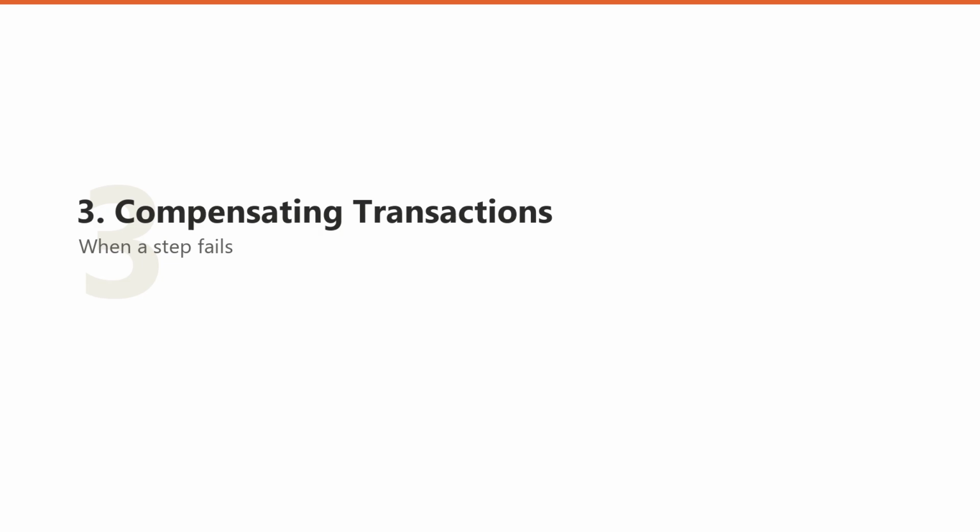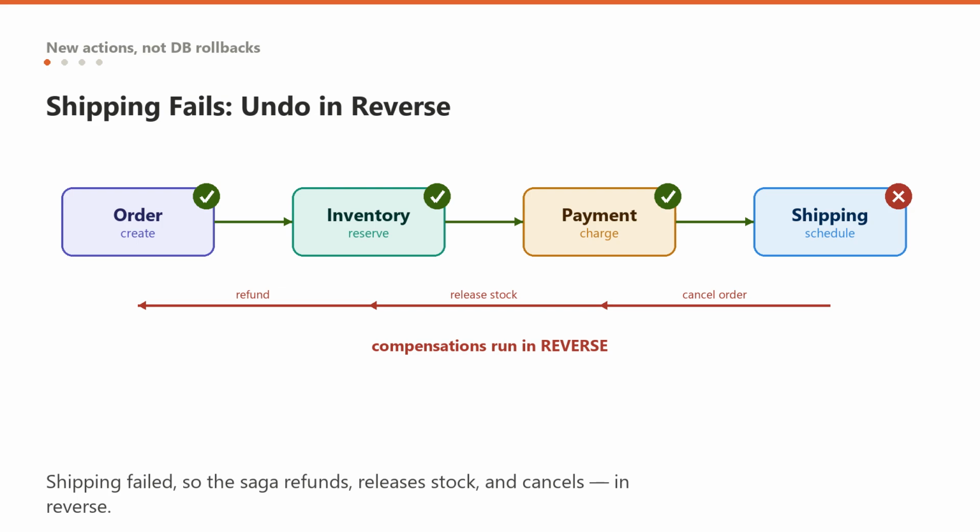Concept 3: The interesting part: What happens when a step fails? Now suppose the first 3 steps succeed: order created, stock reserved, card charged, but step 4, shipping, fails. Maybe your address is outside the delivery zone. We can't leave the system like this. Your money is gone and stock is held.